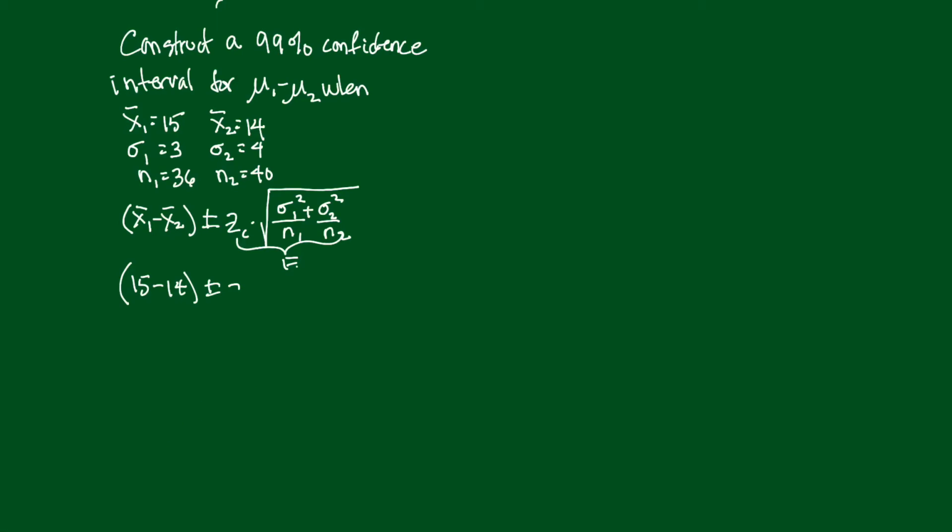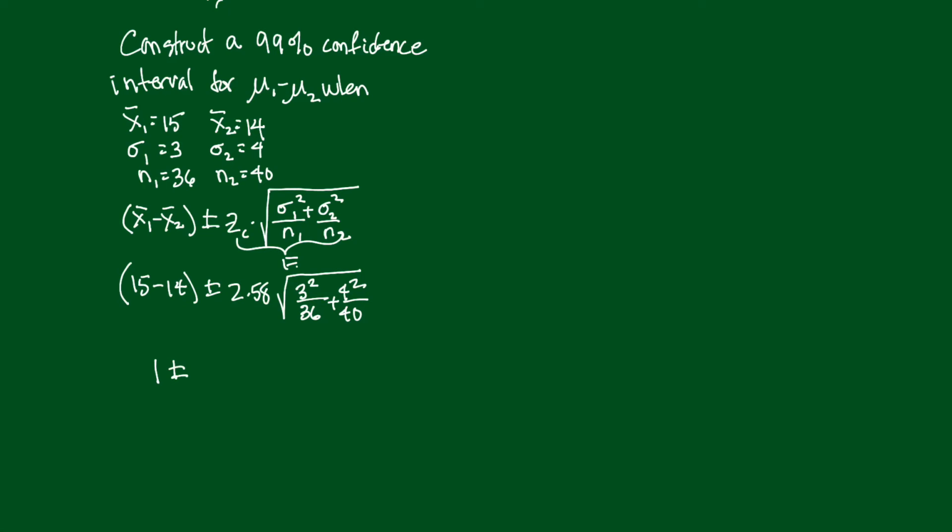So now we've got the 2.58 times the square root of sigma 1. Now sigma 1 squared, I've got that right here. Sigma 1 is 3, and n1 is 36. So this is going to be, well, let me write a little bit bigger here, 3 squared over 36 plus sigma 2. Now sigma 2 is 4. What a mess. And n2 is 40. So it's going to be 4 squared over 40. Now 15 minus 14 I can do. That's a 1.